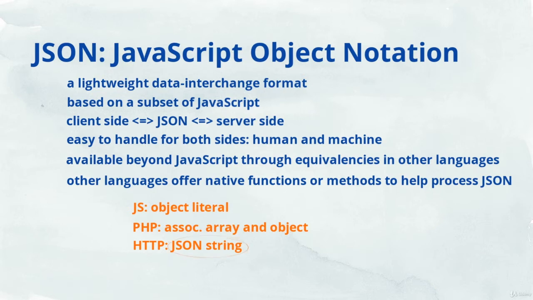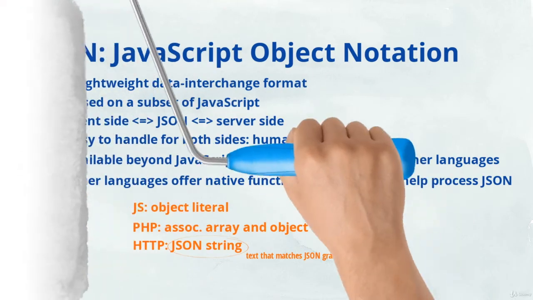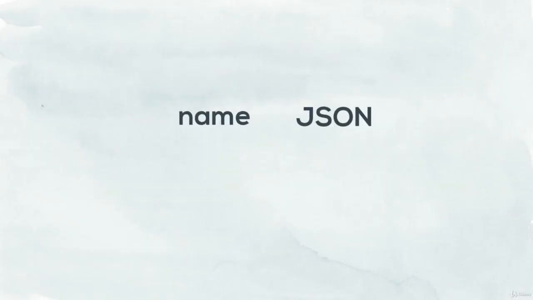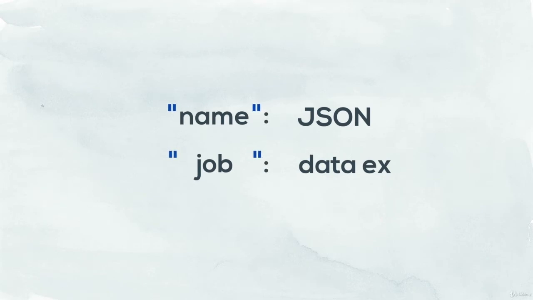JSON string refers to texts that match the JSON grammar standard. So, what is the JSON grammar standard? Name and value are connected using a colon. Both name and string type value are wrapped in double quotes. It has to be double quotes. Non-string type value can be left unwrapped.